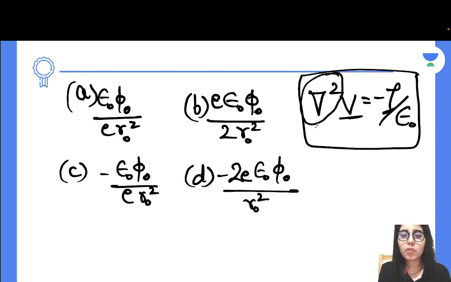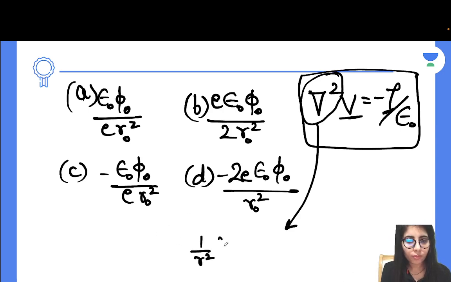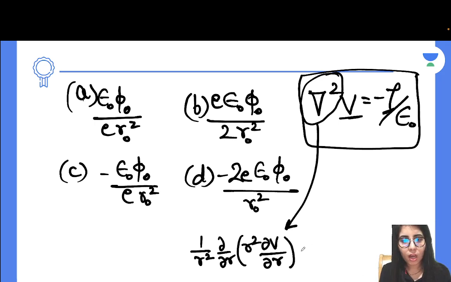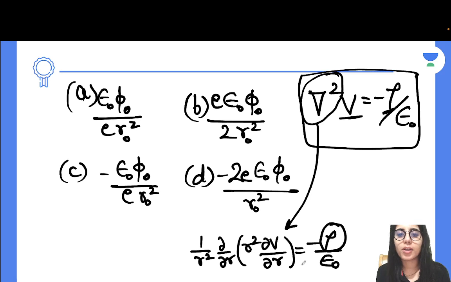So basically, when you write the Laplacian just as a function of r, you are going to have 1 over r square, del by del r of r square del V by del r, okay, and that's it. This is how you are going to consider it. From here you have to get the value of this rho, that is the charge density.